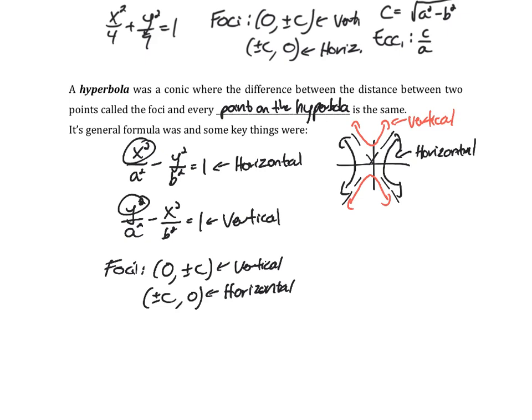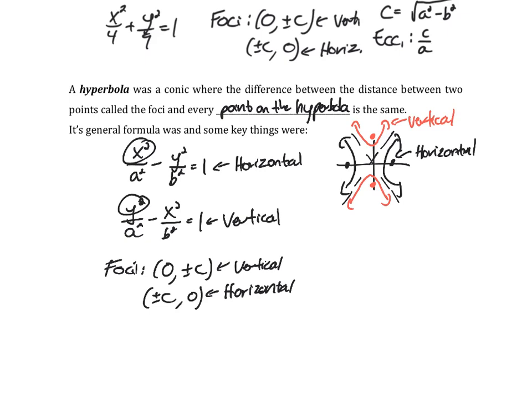Remember that on these, the foci actually lie outside, where in an ellipse, they lie inside, right? So, for example, they might be right there. So the foci do lie in a different place, but they still take that same general idea.